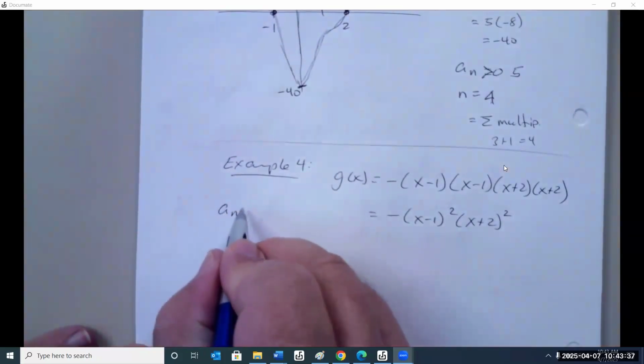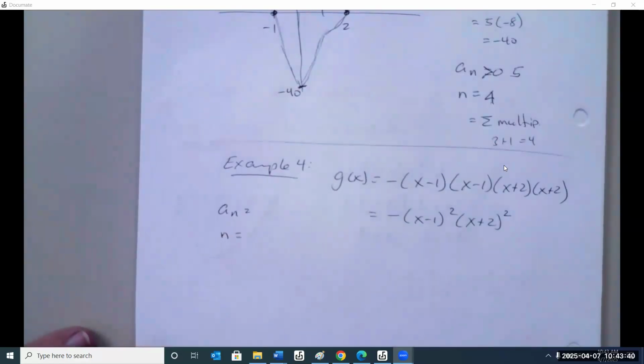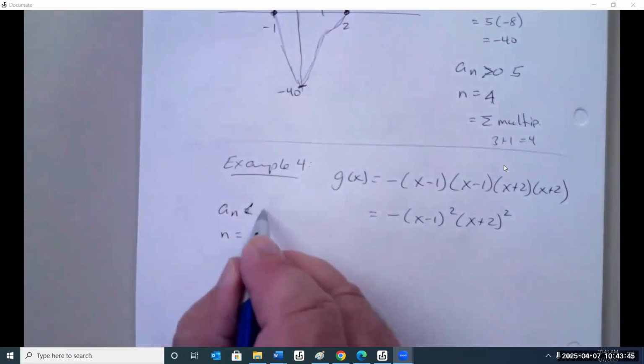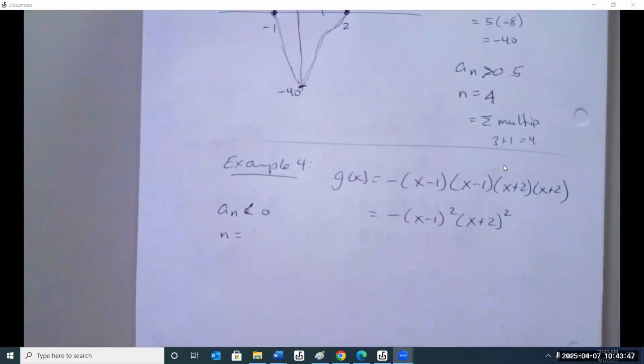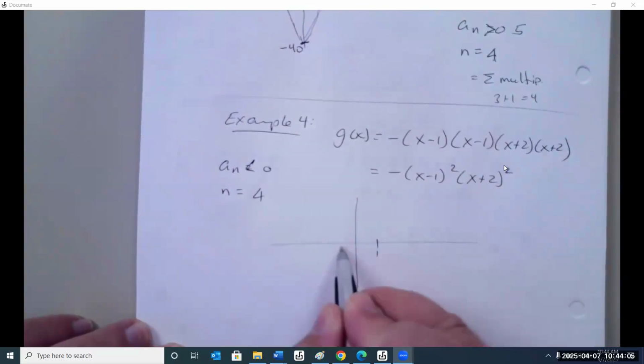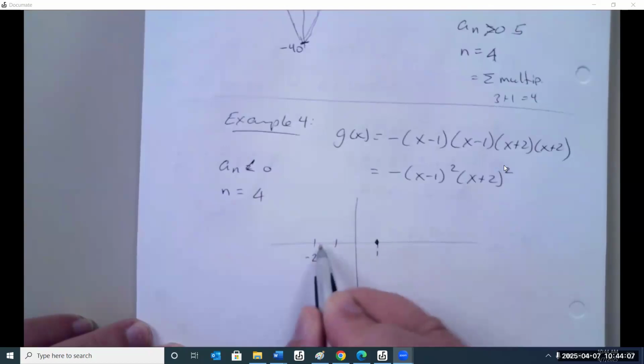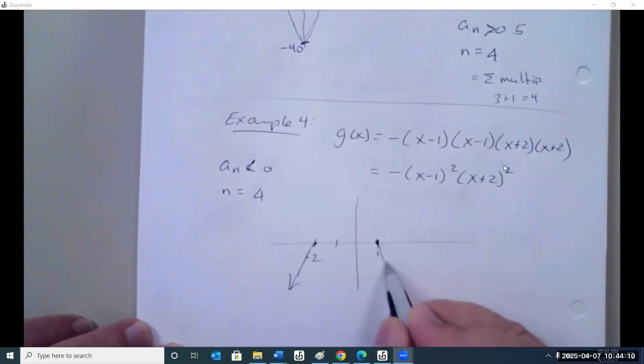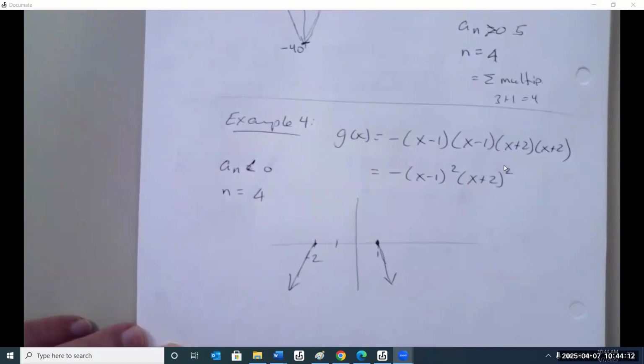So what is a sub n and what is n? Well, is a sub n positive or negative? It's negative. What's n? So if it's negative and 4, what do we know about the graph? They're both going down. So what are my x-intercepts? +1 and negative. Very good. So we know the graph goes down from there. What's my y-intercept?